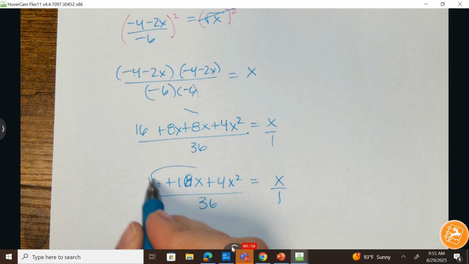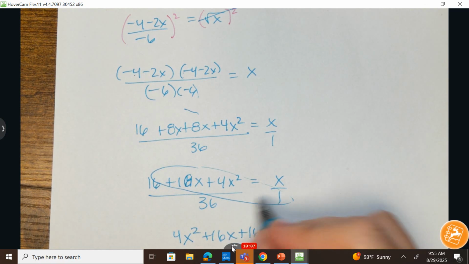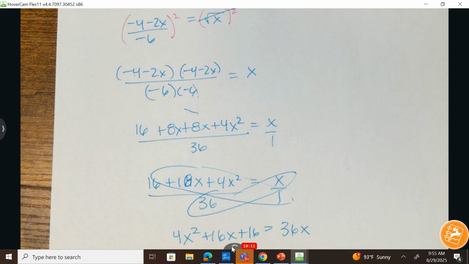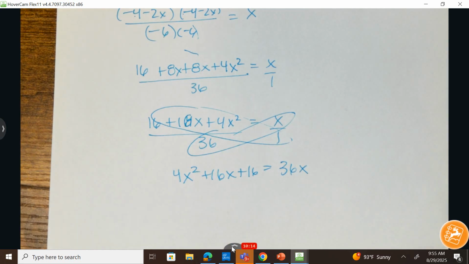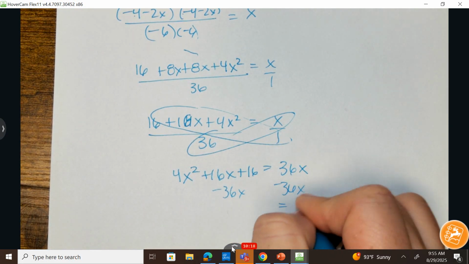Okay, here we go. When I take 1 times this quantity, I'm just left with that quantity, and I'm going to put it right now in standard form. Not necessary, makes it a little bit prettier. And then I'm going to take 36 times x. Now let's move everything back over to the left-hand side, leaving me 0 on the right.